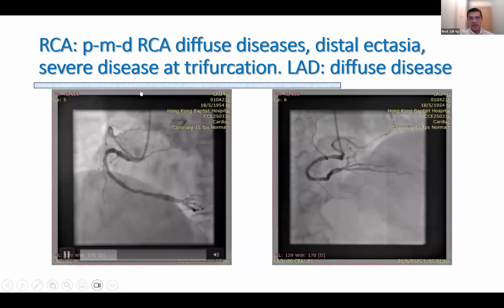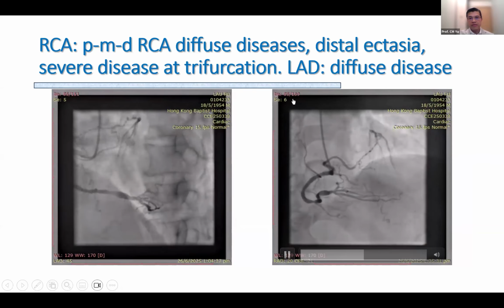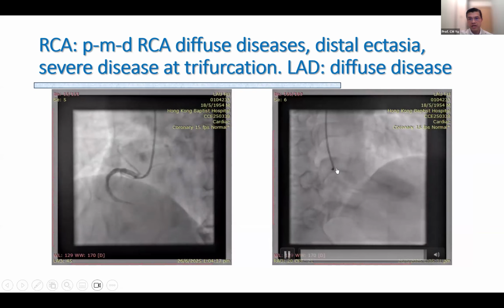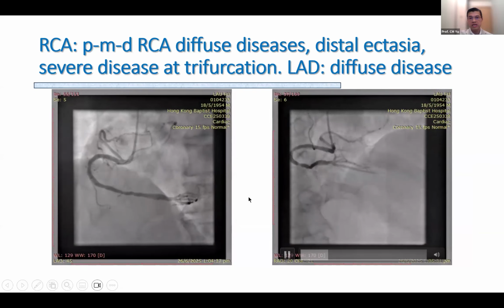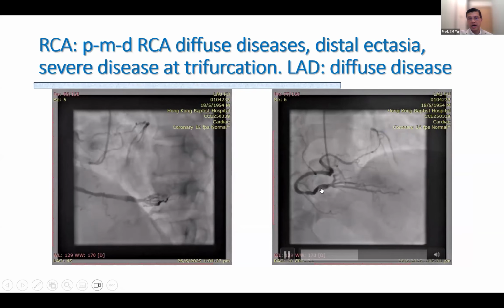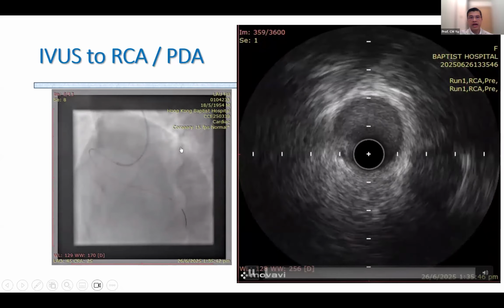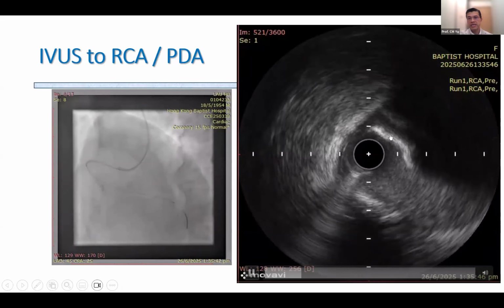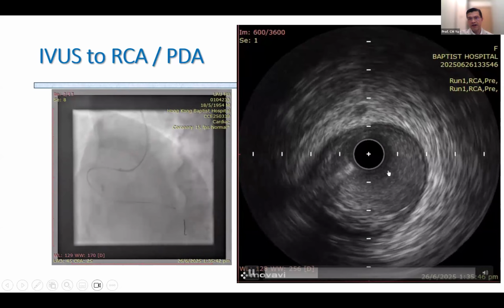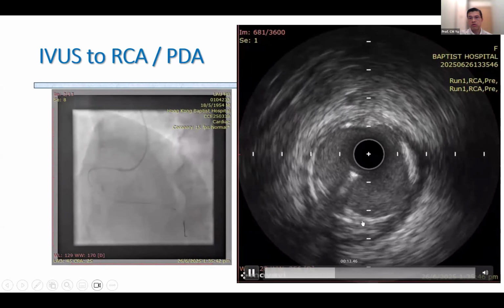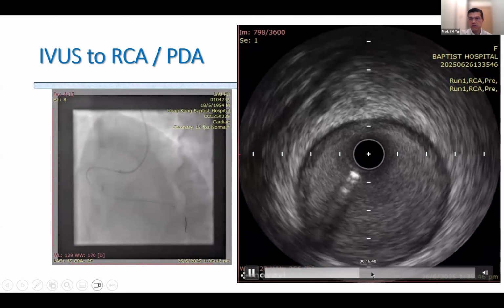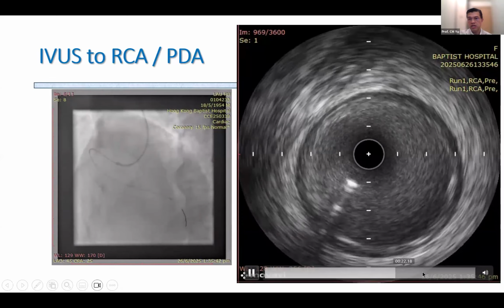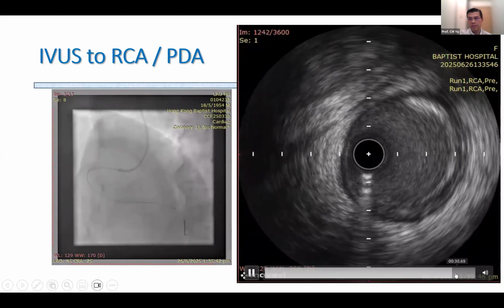So here is the procedure. We go through the left radial and we perform the right side intervention first. It has diffuse RCA disease, and also a trifurcation there. What we performed is to put in a guide wire and then do the pullback. As you can see here, there are multiple regions of fibrocalcific plaques, and the plaque burden is also initially quite large. In the middle, there's an area of ectasia that we have to pay attention to. Then further pullback, there are also multiple plaques.